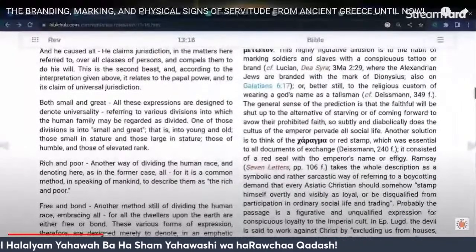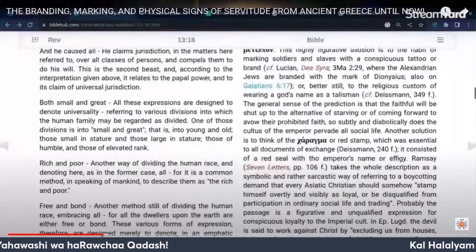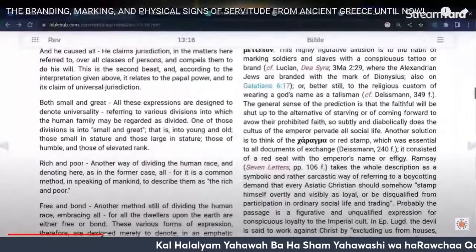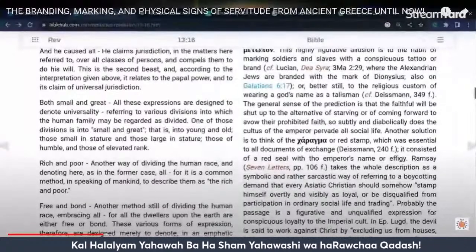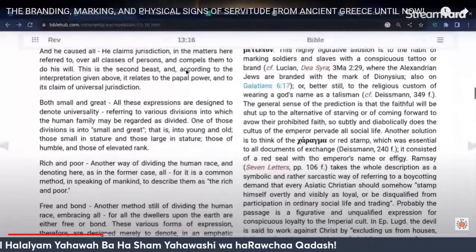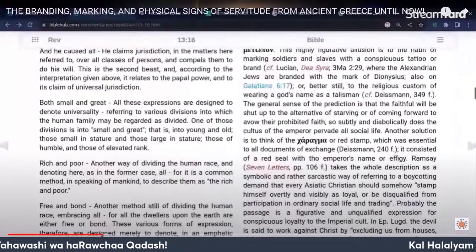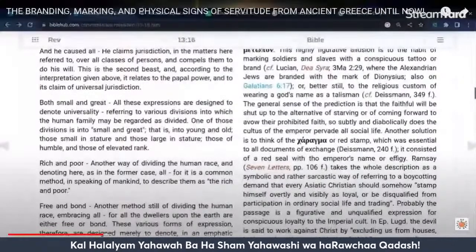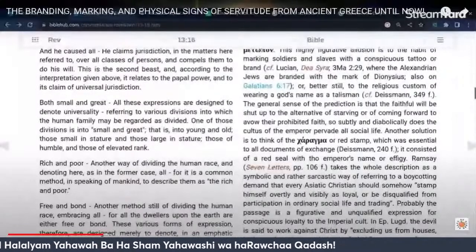But there's also going to be a man-made famine in the way that if you don't have a mark, you can't buy. What's going to happen to those? It's understood that this MOTB is going to cause a famine for those that don't take it. It says the general sense of the prediction is that the faithful will be shut up to the alternative of starving or coming forward to avow their prohibited faith. So subtly and diabolically does the cultus of the emperor pervade all social life.